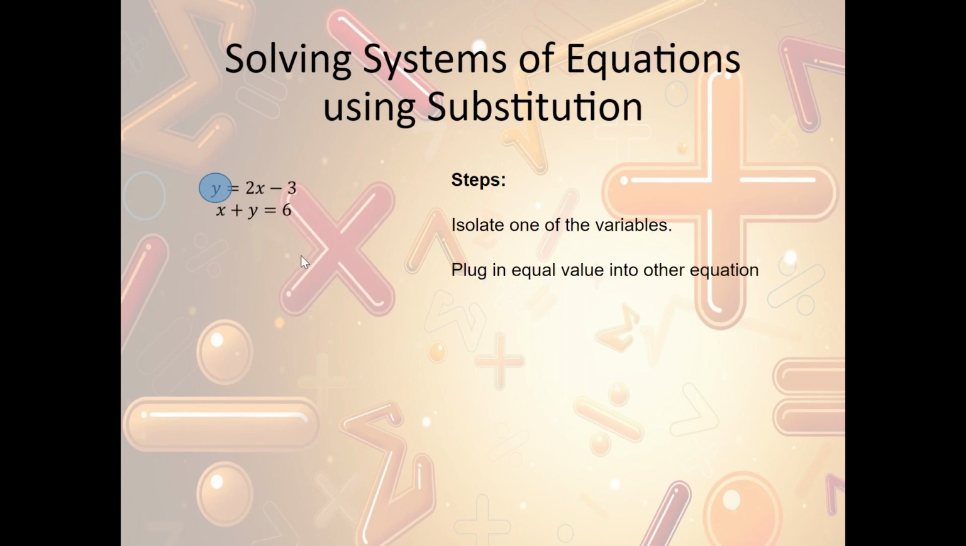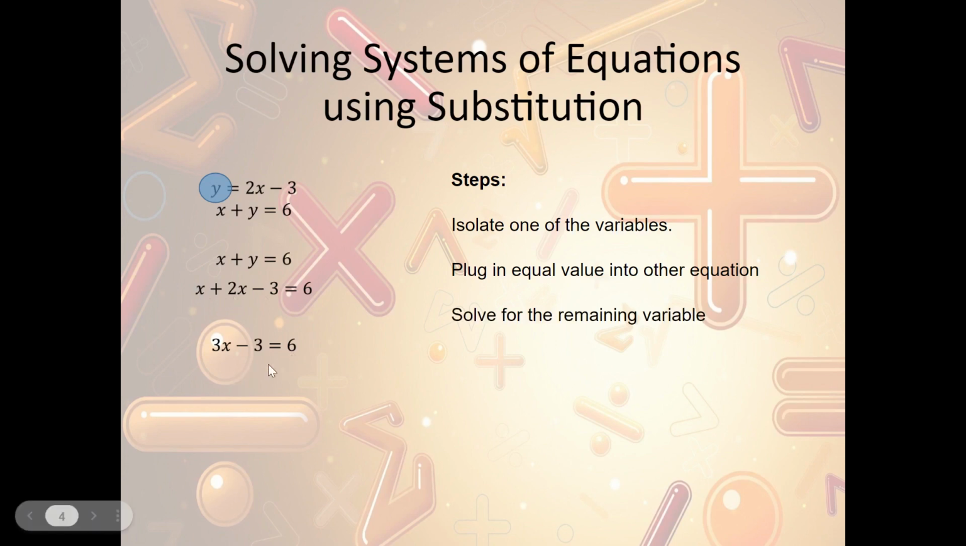So what I'm going to do is plug in the value on the other side for y into the other equation. So I have x plus y is equal to 6, but y is really equal to 2x minus 3. So I'm going to plug that in. Now it says x plus (2x minus 3) is equal to 6. Now I can solve for x. So I combine like terms. I get x plus 2x is 3x. So I have 3x minus 3 is equal to 6.